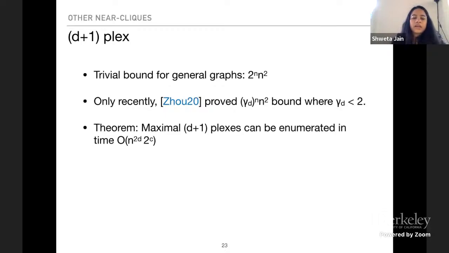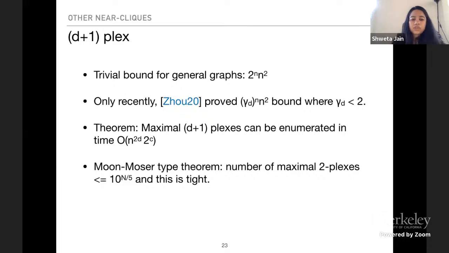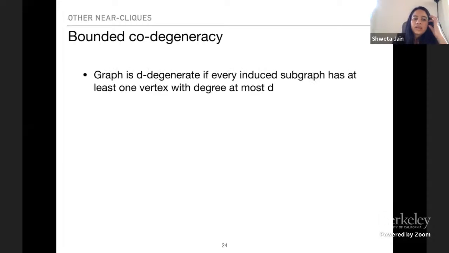And what we show is that in this C-closed setup, you can actually find all maximal d+1 plexes in time n to the 2d times 2 to the c. And in the process of showing this, we also showed the Moon-Moser type theorem, which says that the number of maximal d-plexes in general graphs can be at most 10 to the power n over 5, and this is tight.